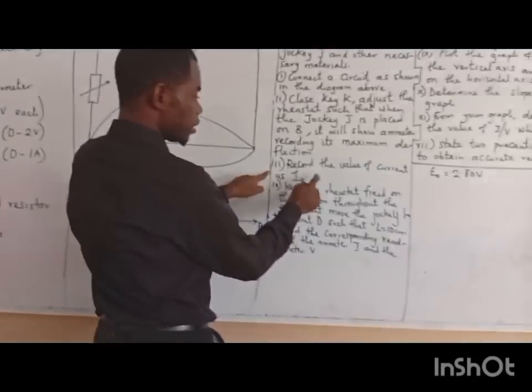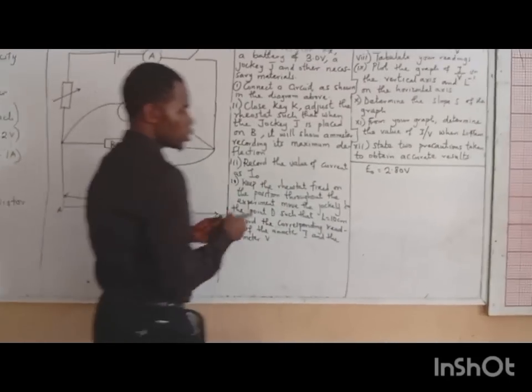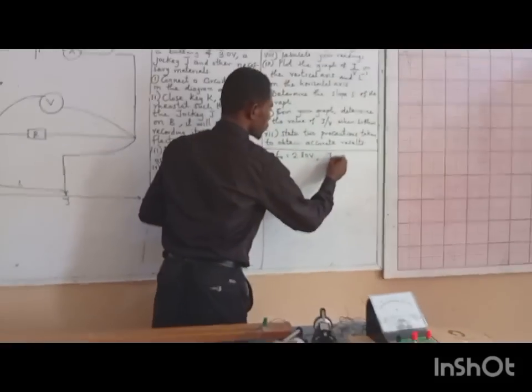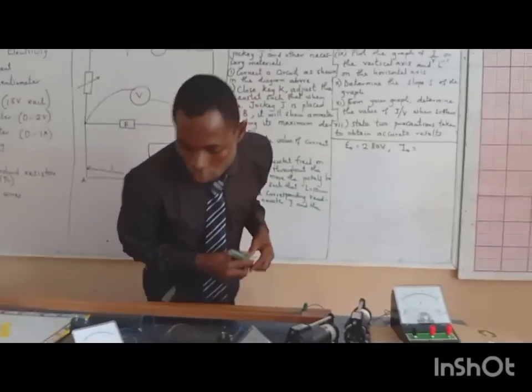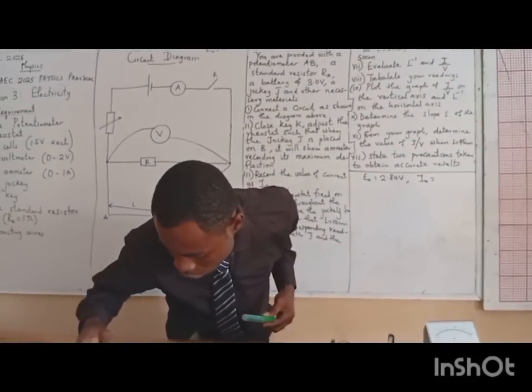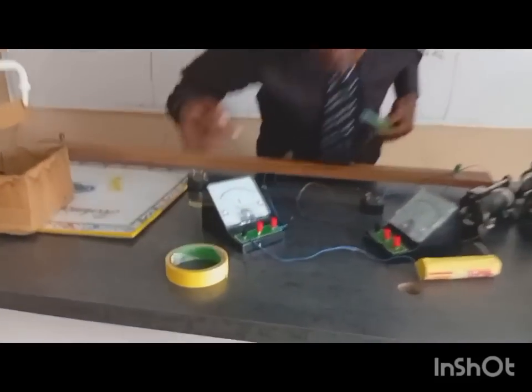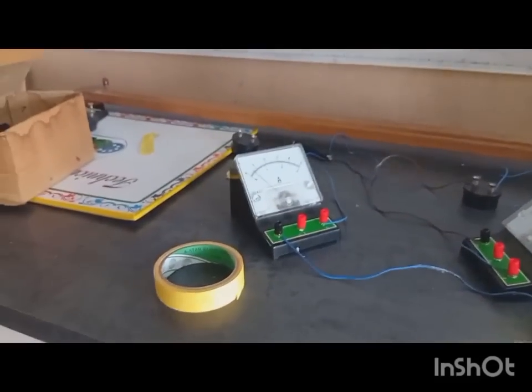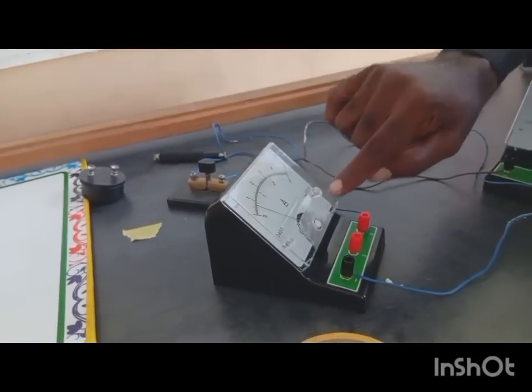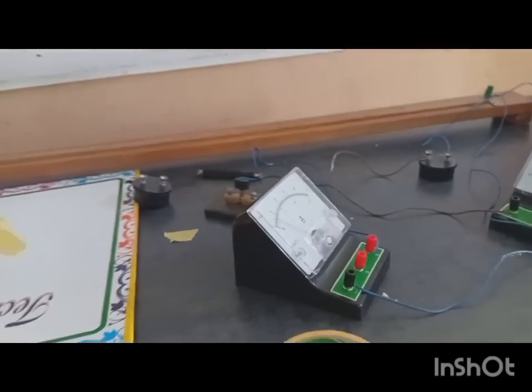Because the section said to record the value of current as I naught. My I naught is what? 0.5. You can see very well, the camera can also show for us. Maybe I should come down to check. It's like it is 0.55, 0.6.